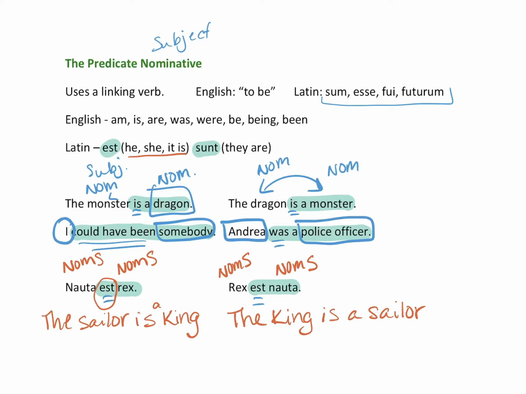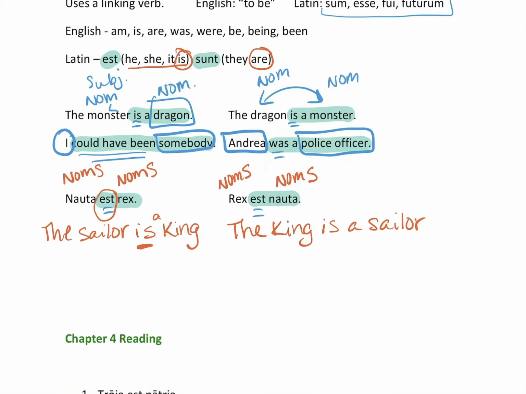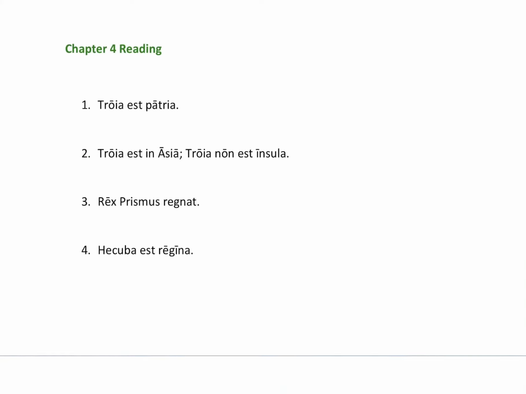So when we go down, now did you notice I didn't say the sailor, he is a king? Because that's not good English. If there is a separate nominative, and in this case there is, all I use is the exact verb, which is or are. I don't say the kings, they are sailors. That's not proper English. Make it make good sense.